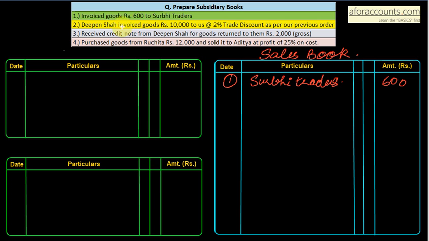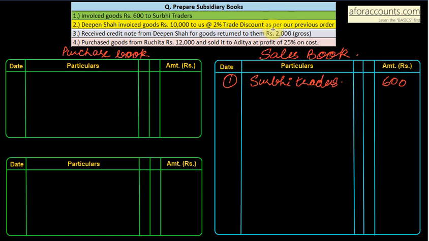Next, Deepen Shah invoiced goods rupees 10,000 to us. This time Deepen Shah is invoicing goods, means he is selling the goods to us. So for us it is purchase. So purchase book will be prepared. So first write purchase book. $10,000 to us at the rate 2% trade discount as per our previous order.